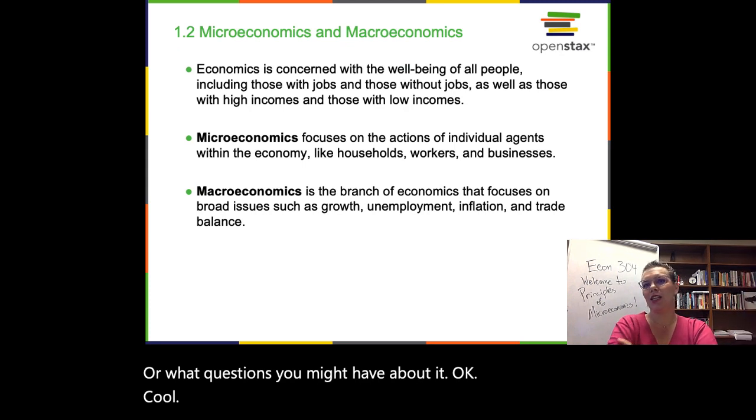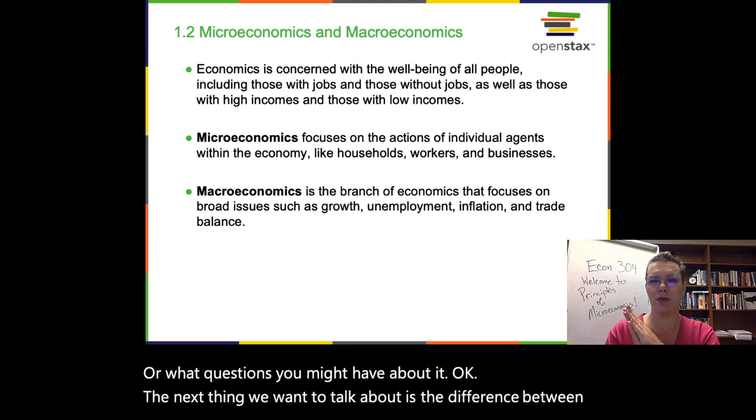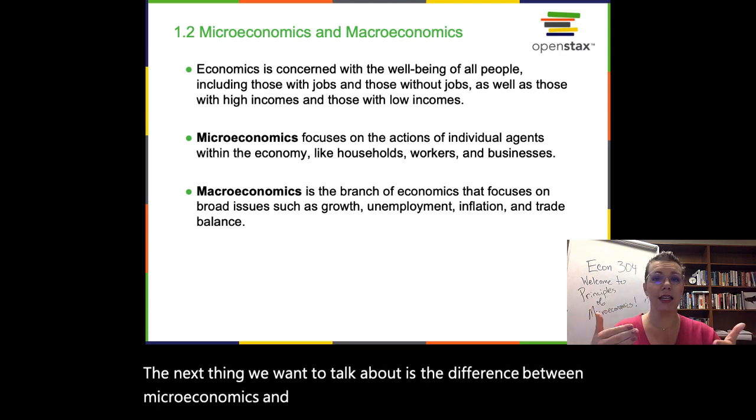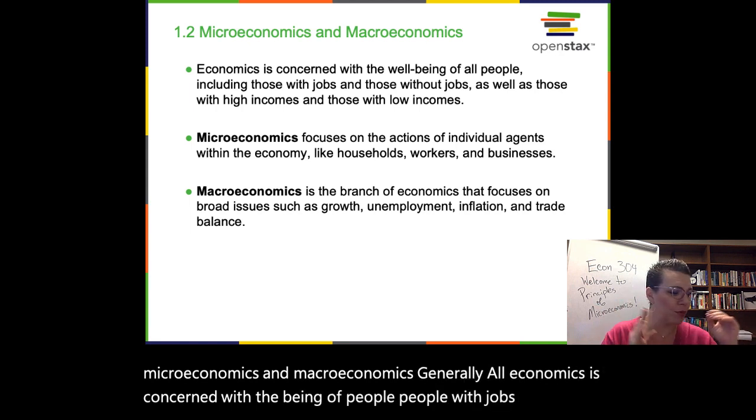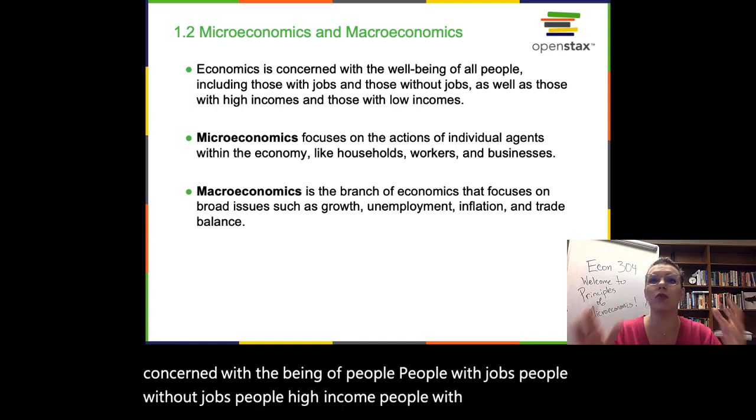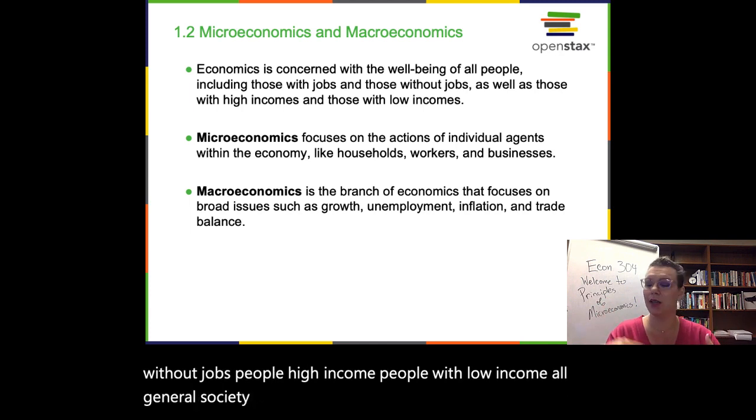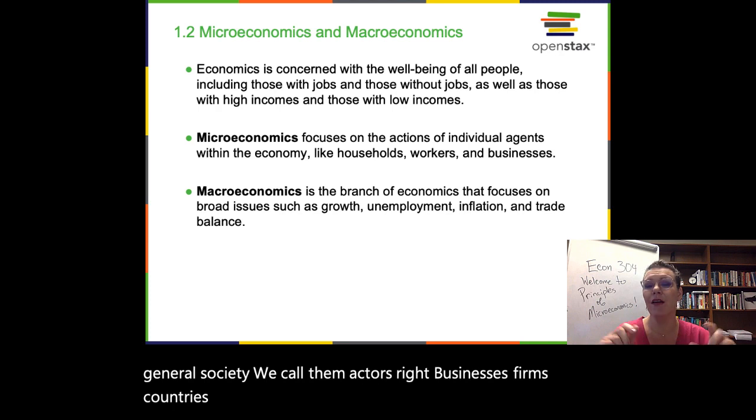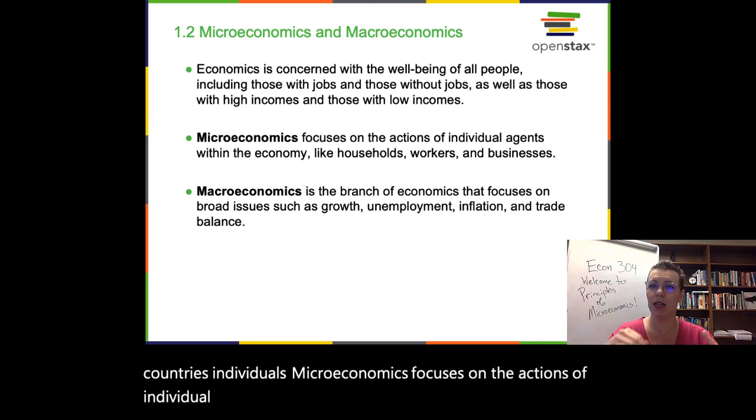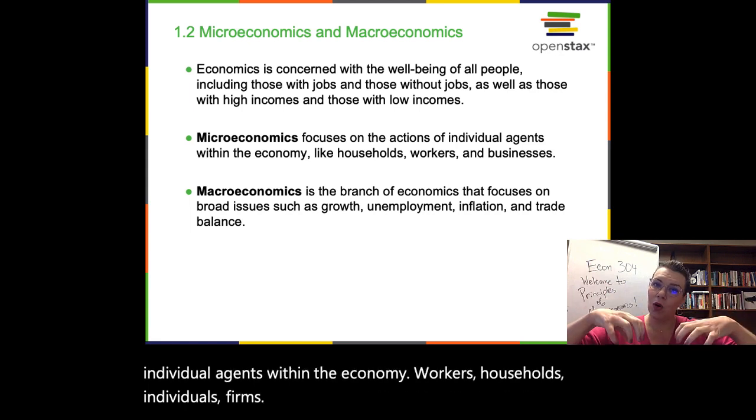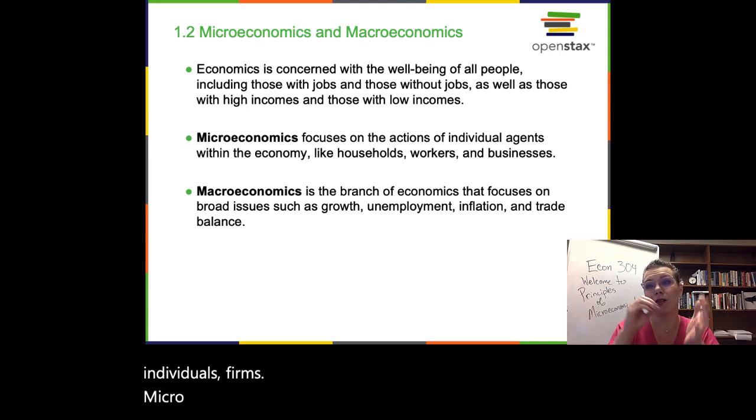The next thing we want to talk about is the difference between microeconomics and macroeconomics. Generally, all economics is concerned with the well-being of people, people with jobs, people without jobs, people with high income, people with low income, all general society. We call them actors, right? Businesses, firms, countries, individuals. Microeconomics focuses on the actions of individual agents within the economy: workers, households, individuals, firms. Micro, zoomed in, personal level.